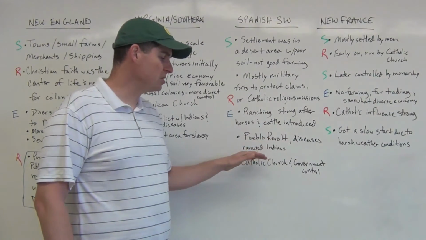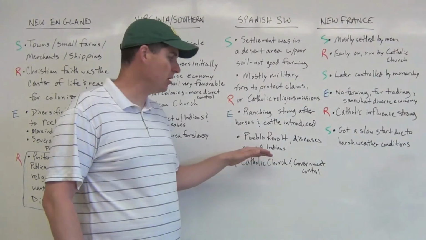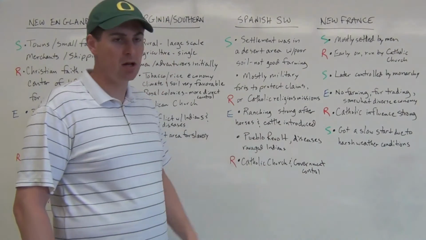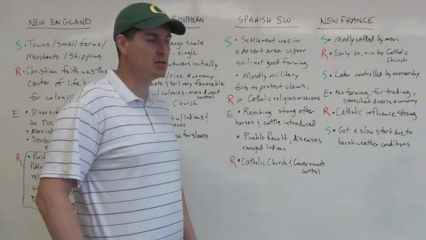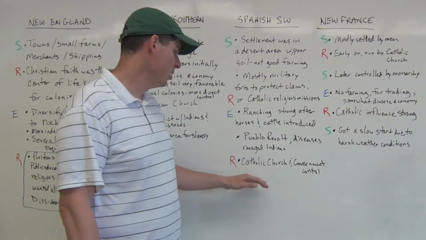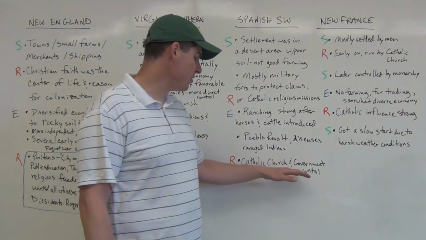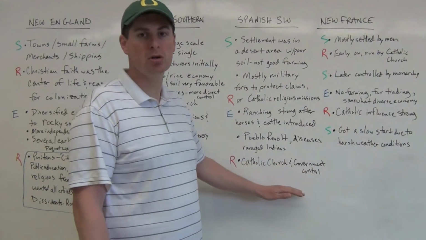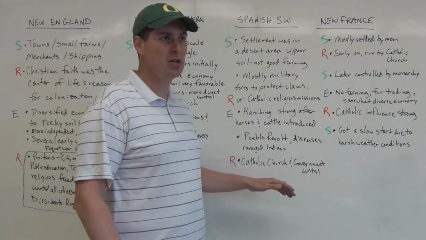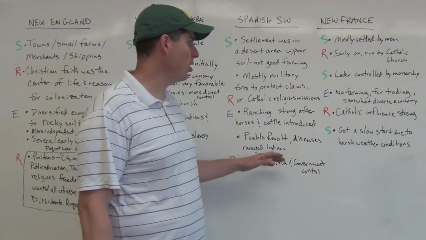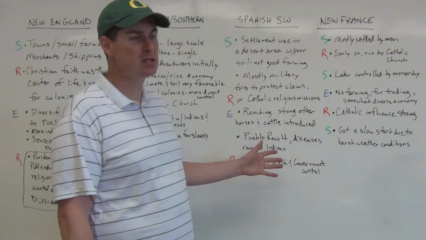The Pueblo Revolt is going to be the notable interaction with Native Americans here, and diseases are going to really hurt the Indians, the stuff that's just brought and transferred. And then the Catholic Church and the government have total control here. There's not a massive amount of economic stuff going on. It's pretty remote, but that's Spanish Southwest settlements.